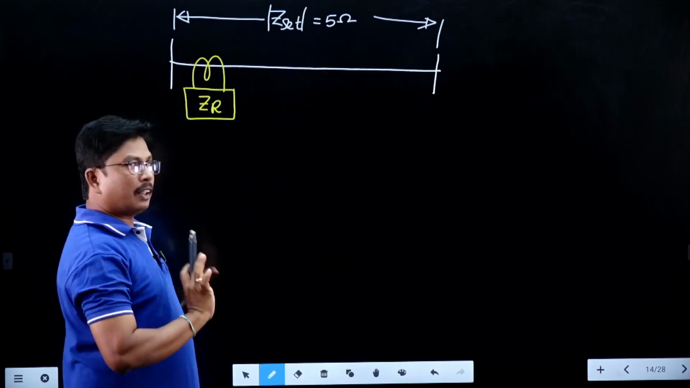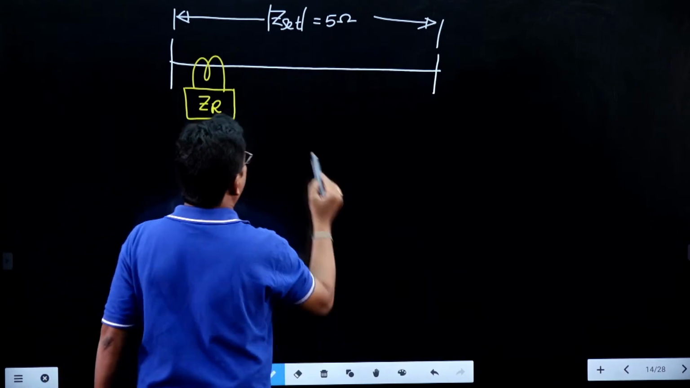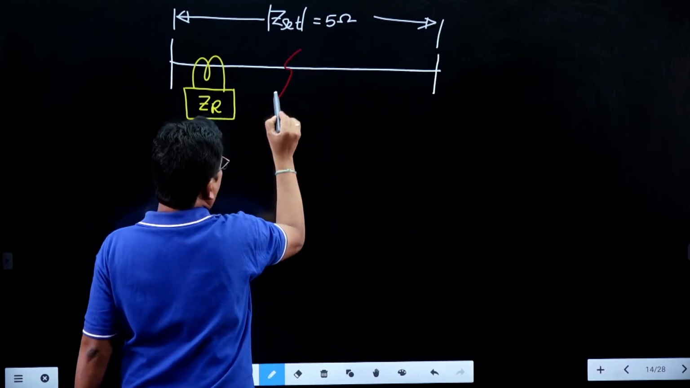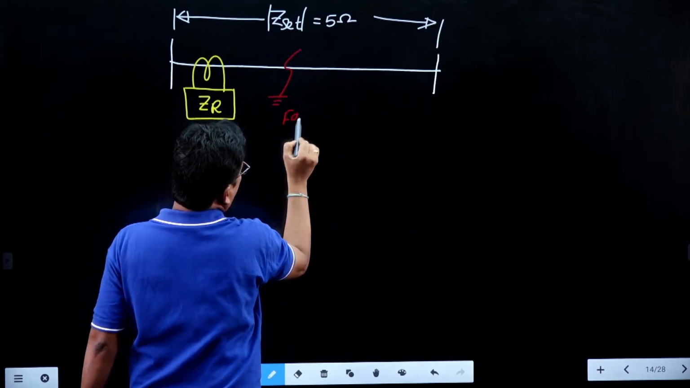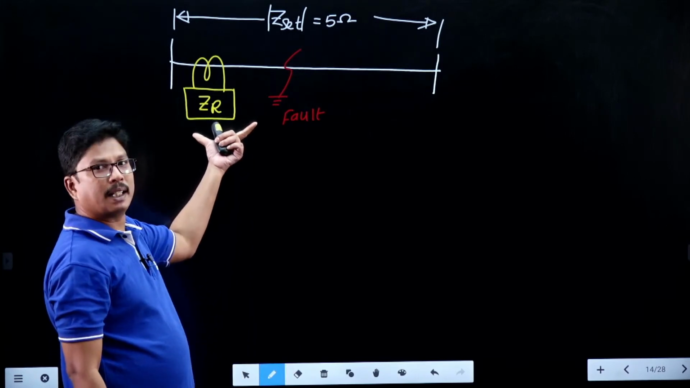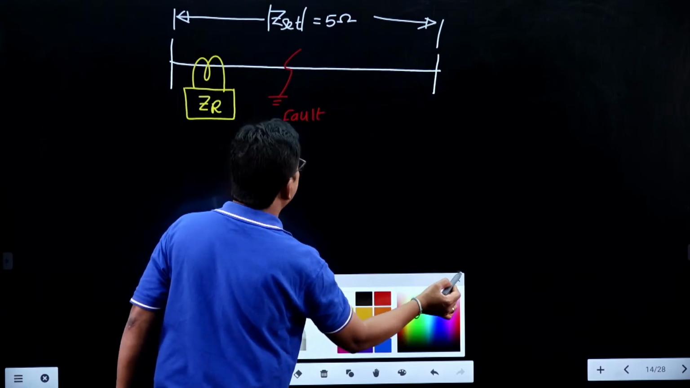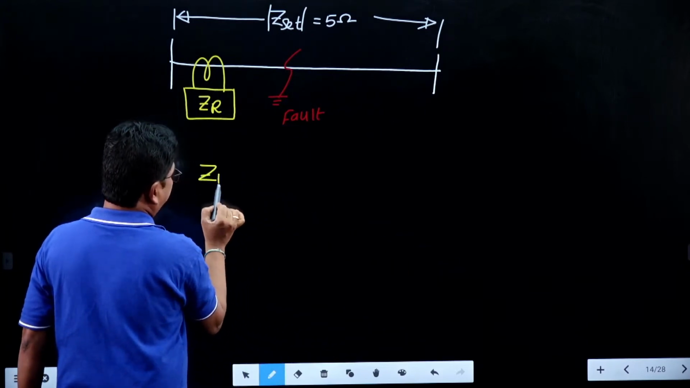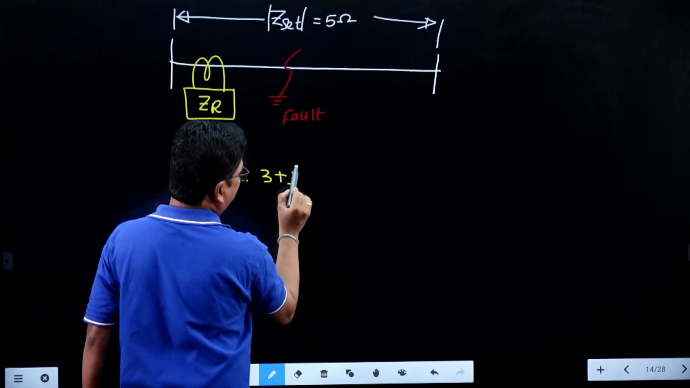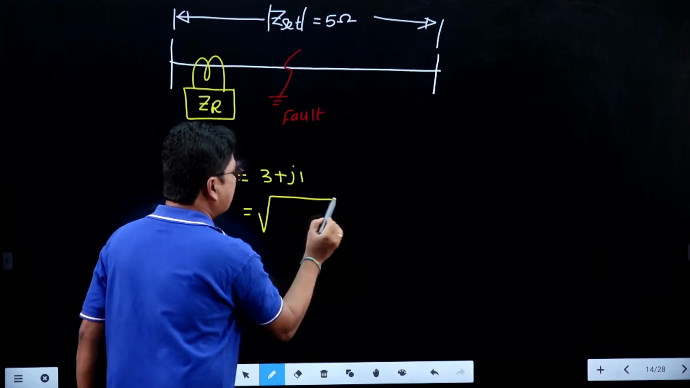Now, whenever the fault occurs very close to this relay, somewhere here we are having the fault, the relay is going to see some impedance. So the relay looking impedance, ZR, suppose students, if it is 3 plus j1, then what is the magnitude of this one?